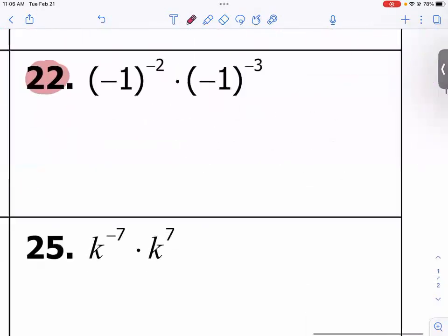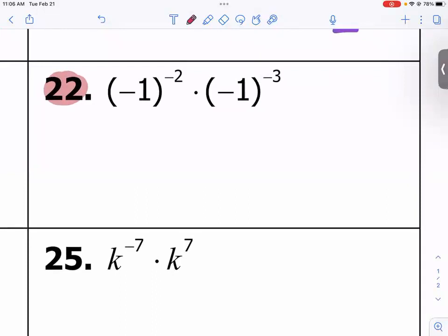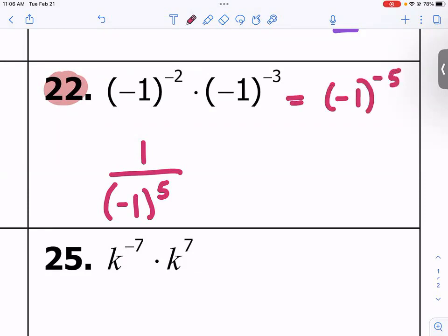Okay, good. And then 22, Quinlan, what'd you get? Yeah, you're good. You have this 1 over -1 to the 5th, right? That's beautiful. Okay. See, I knew it. If we add those together, -2 plus -3 is -5. And since she had a negative exponent, she pushed it down to the denominator. That's beautiful.